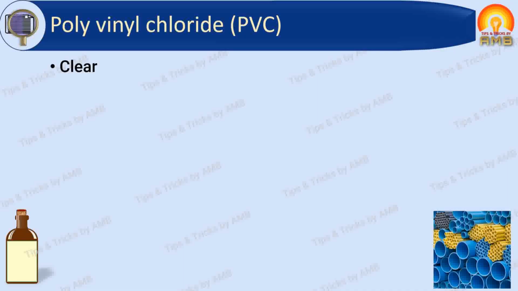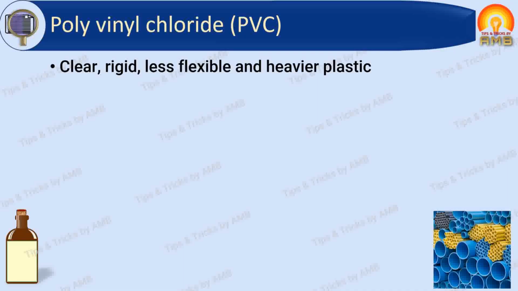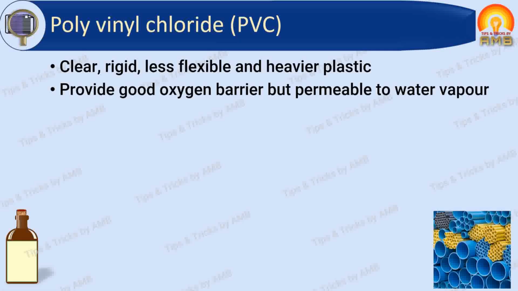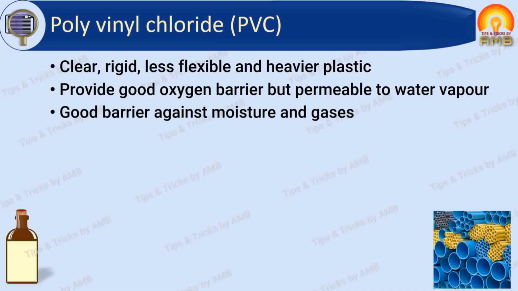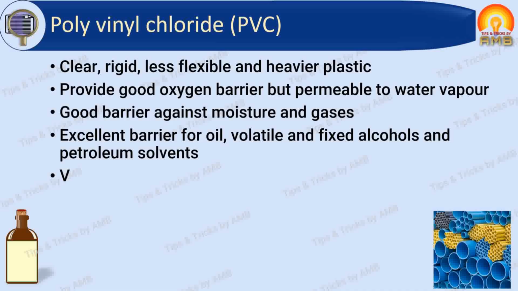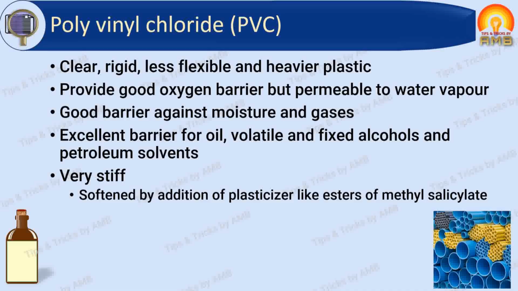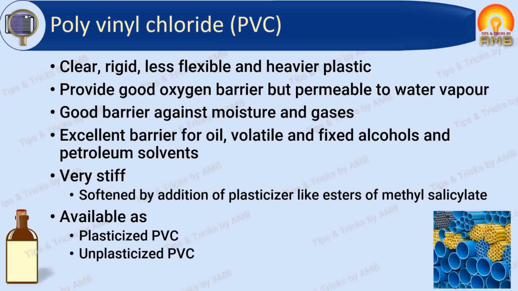It is clear, rigid, less flexible and heavier plastic. It provides a good oxygen barrier but is permeable to water vapor. Rigid PVC has a good barrier against moisture and gases. It has greater stiffness and can be softened by the addition of plasticizers like ester of methyl salicylate. It is available in plasticized and unplasticized types.